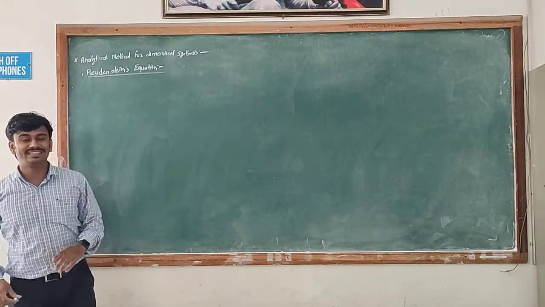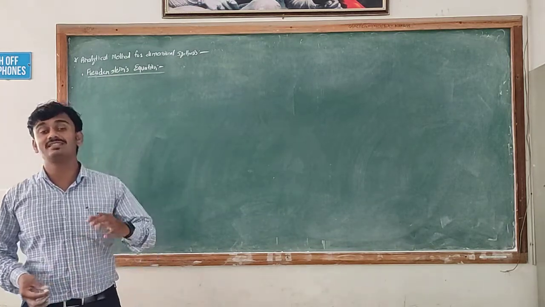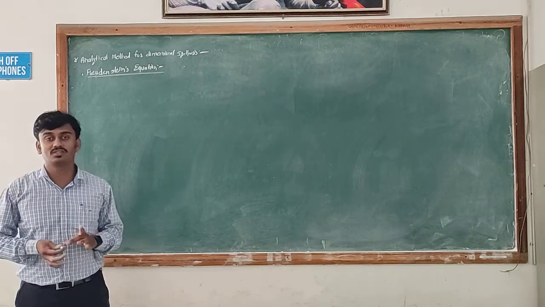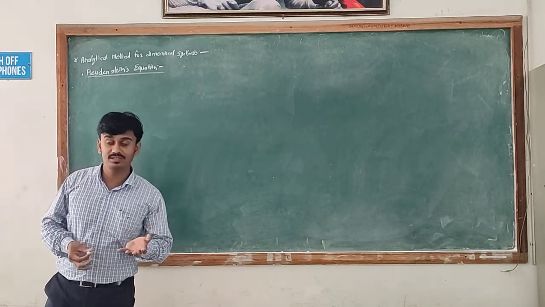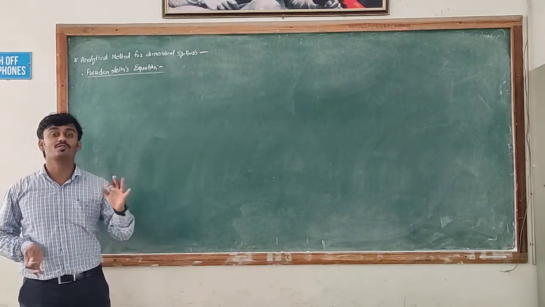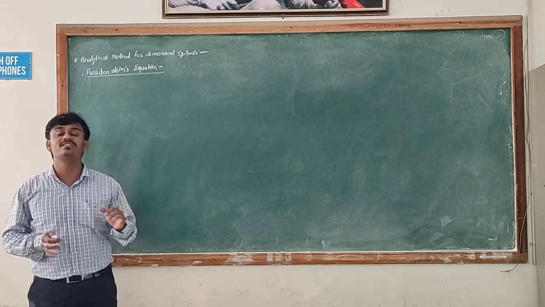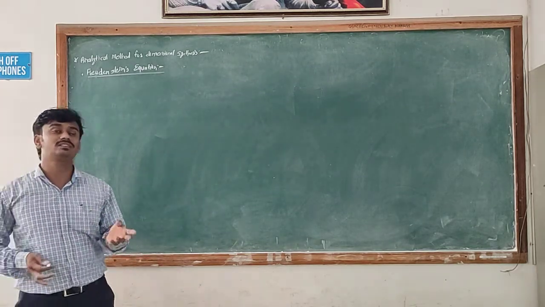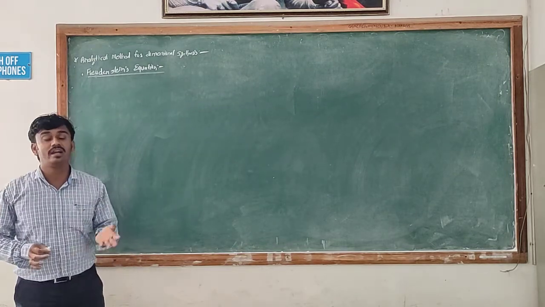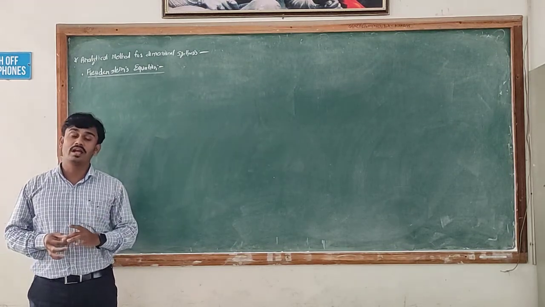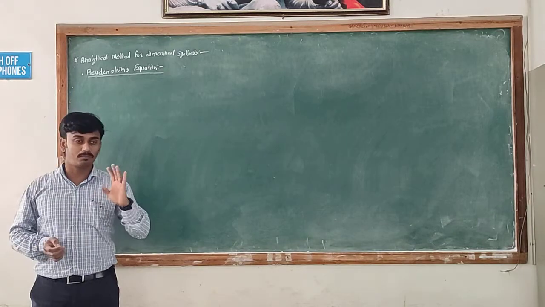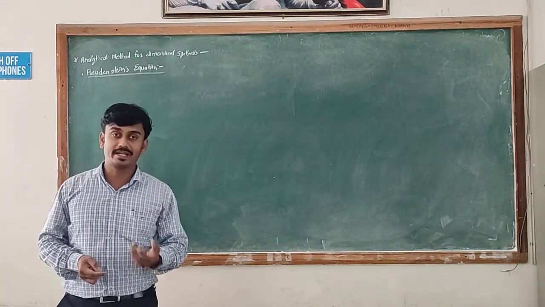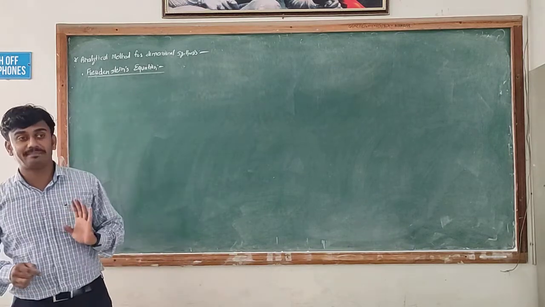Hello students. In the last session we discussed the graphical method to find the dimension synthesis of the mechanism. Dimension synthesis means finding the dimensions or angles between the links of the mechanism. We discussed two methods: first the inversion method, and second the relative pole method. We discussed these two methods for both types of mechanism, that is, the 4-bar chain mechanism and the slider crank mechanism.